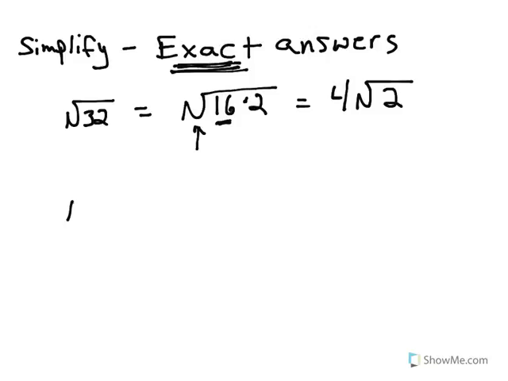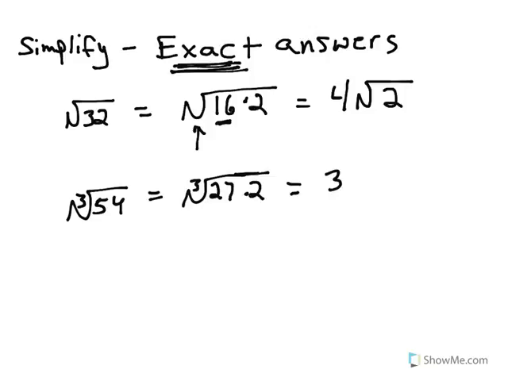Another example would be the cube root of 54. If I take the cube root of 54 with my calculator, I will get a decimal number. So I must factor the 54 so that one of those factors is a perfect cube, and that would be 27 times 2. Cube root of 27 is 3, so that comes on the outside of the radical sign, leaving the 2 underneath.